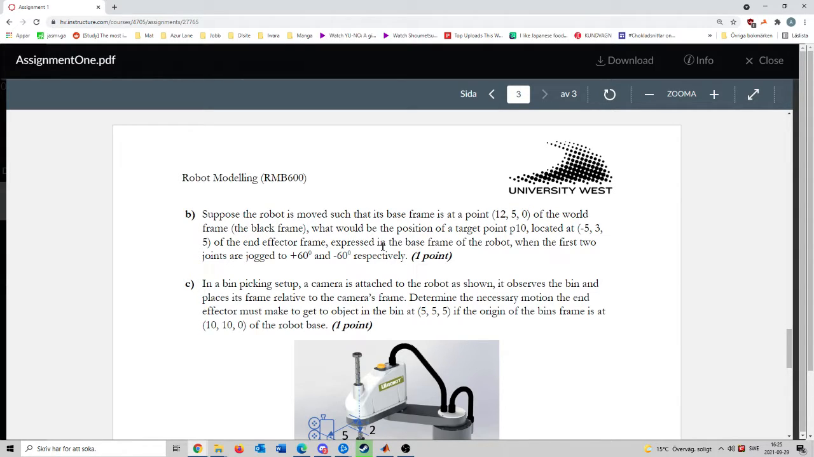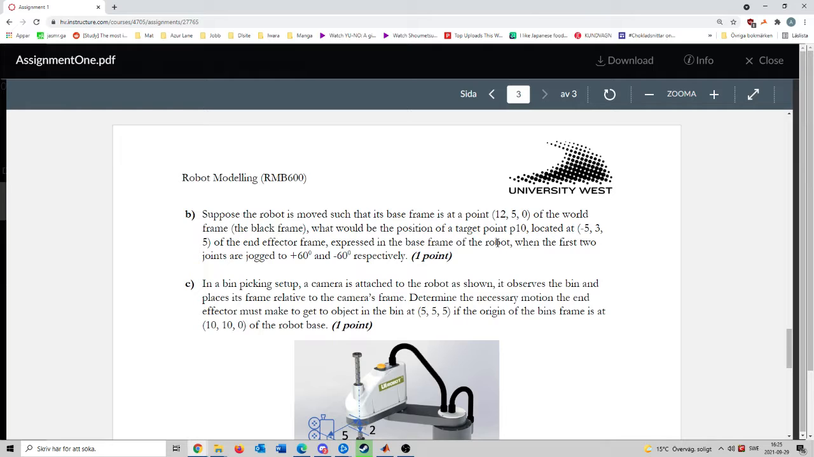Because the question is, what would be the position of the target point P10 located at the end effector frame expressed in the base frame of the robot, not in the world frame, right? That means that regardless of how we translate or rotate the robot base frame, the end effector is only in relation to the robot itself. So, as I'm interpreting this, the movement of the base frame doesn't actually matter because the end effector is supposed to be expressed in the base frame of the robot.